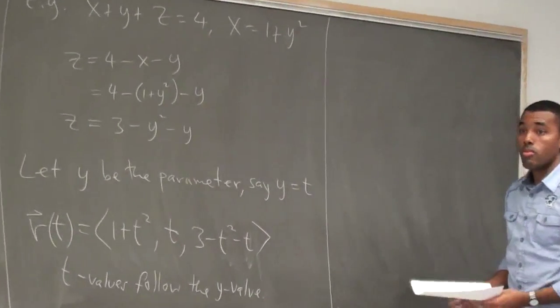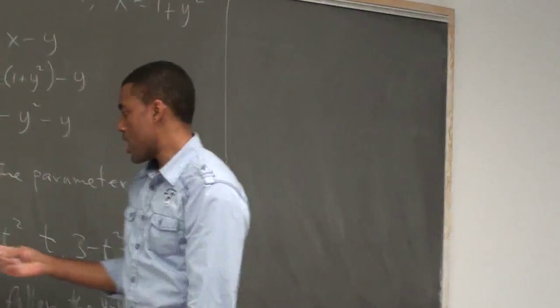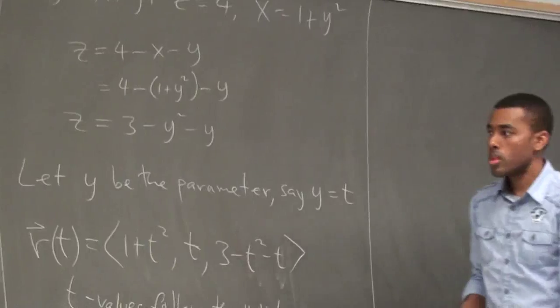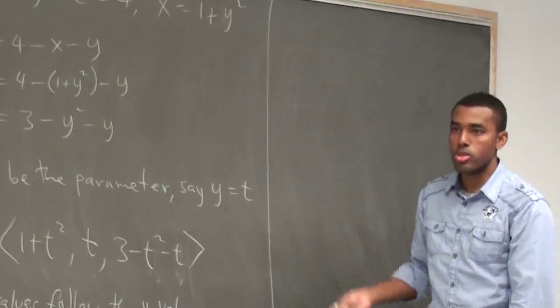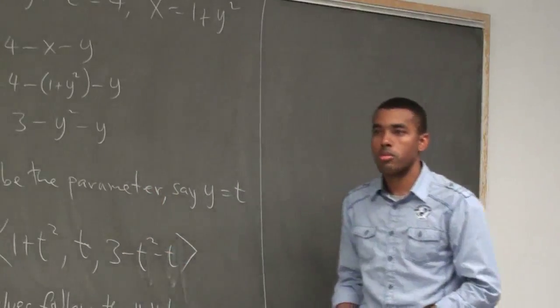Why do we need to say t? Can we just say r of y? You don't have to. You could say r of y and put y here. It's just conventional to use t, because a lot of times we're thinking of these things in terms of time, for example.